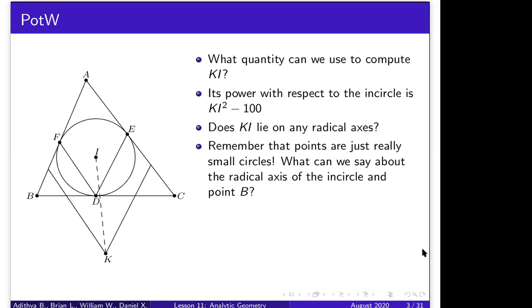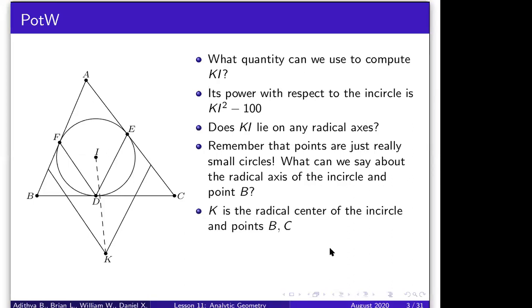In a similar vein, the C midline is the radical axis of point C and the incircle. So that means that point K is actually the radical center of the three circles defined by the incircle, the point B, and the point C. So now, what's an equivalent expression for the power of K with respect to the incircle? Remember, the definition of radical axis is that points on the radical axis have equal power with respect to both circles.